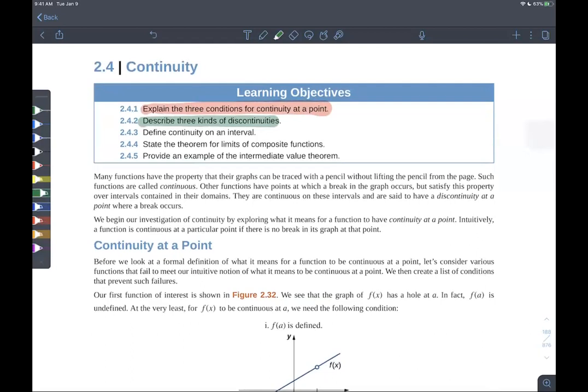Define continuity on an interval. We'll talk about that. State the theorem for the limits of composite functions. And then finally, provide an example of the intermediate value theorem. So we'll talk about what that theorem is and then go over the example.